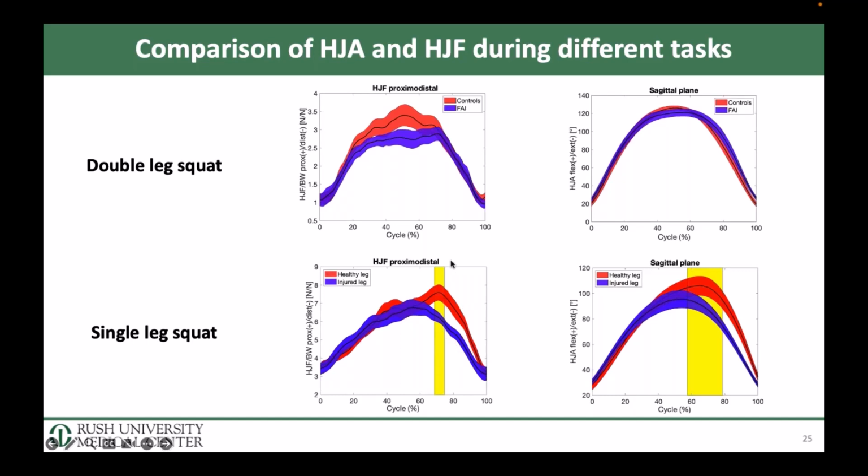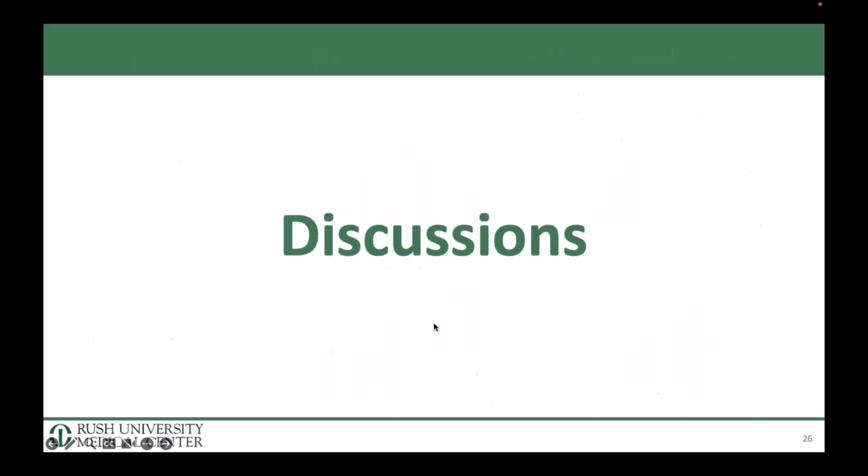But you can see that basically the main findings can be observed also here. We still have statistically significant differences in the same part of the single leg squat cycle, both in terms of hip joint forces and also in terms of angles. You can see here again from 60 to 80% more or less. And so this is a further confirmation of what we were saying previously. When these patients use the healthy leg to perform the squat, they're able to withstand higher forces, while this does not happen when they are performing the squat with the injured leg. And this occurs just during single leg squat.